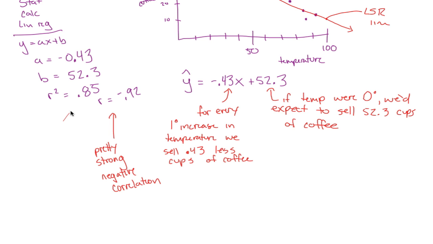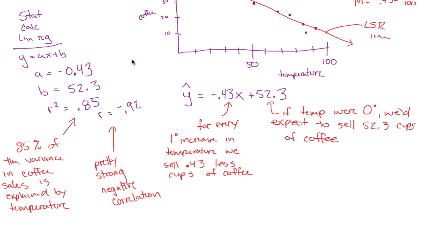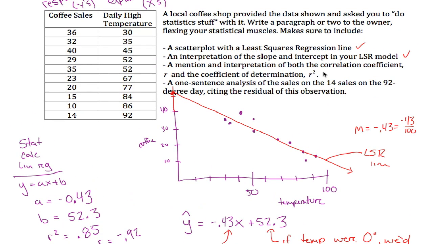And then this 0.85 over here tells me that 85% of the variance in my response variable, in coffee sales, is explained by temperature. So there you go. Got R squared, talked a little bit about them.